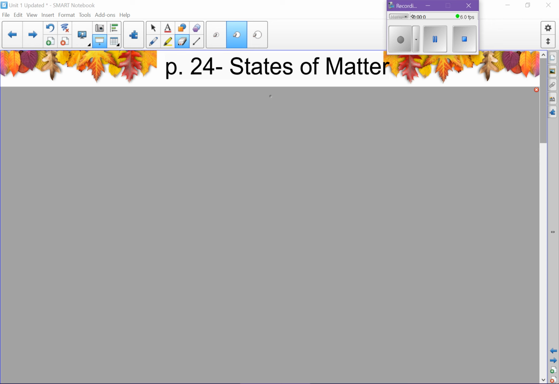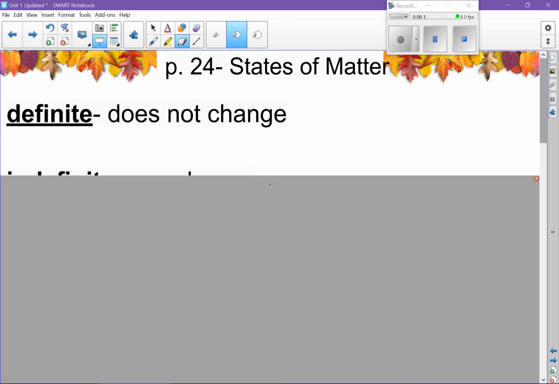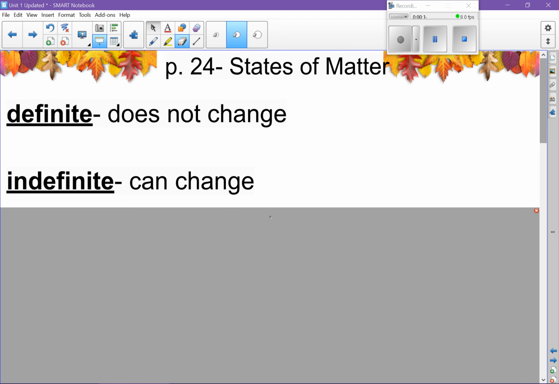Hey guys, today you're going to do the last page in your Unit 1 packet. Yay, you made it! We're going to talk about different states of matter today, and we describe matter in two terms. So we can describe it as definite and indefinite. Definite means that it does not change, and indefinite means that it can change.